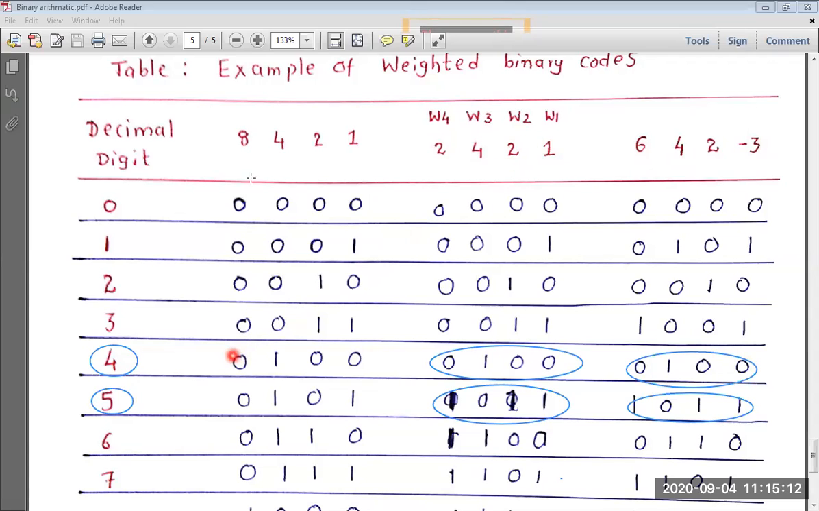Now let's see whether 8421 code is self complementary or not. What is the equivalent of 4 in 8421? 0100. What is the 9's complement of 4? 5. Now which is 0100?